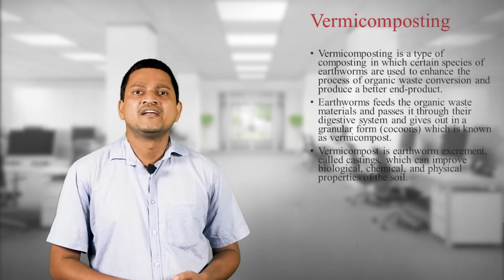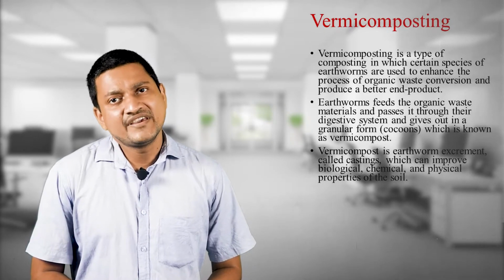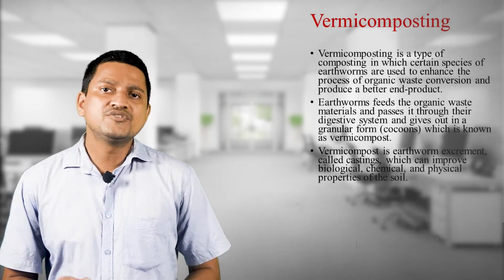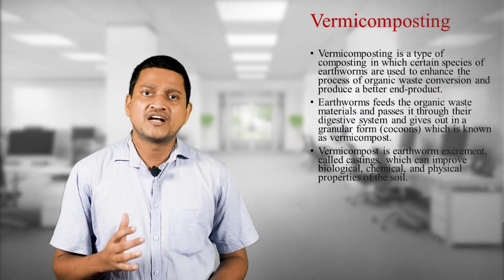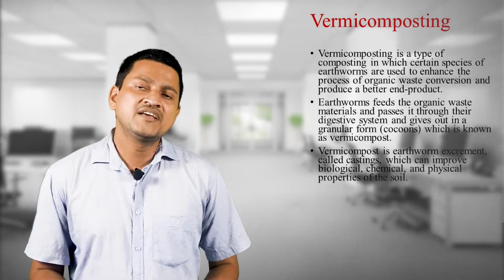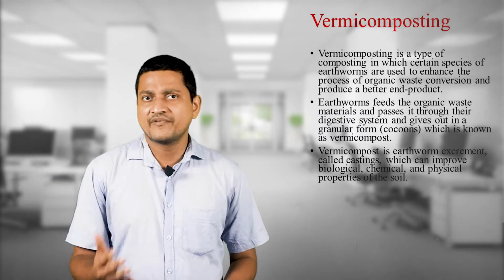And the third one is vermicomposting. Vermicomposting is a type of composting in which certain species of earthworms are used to enhance the process of organic waste conversion and produce a better end product. That's important: the vermicomposting byproducts are better compared to other types of composting.